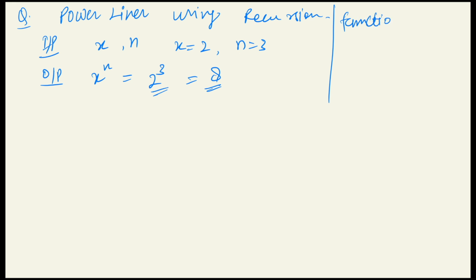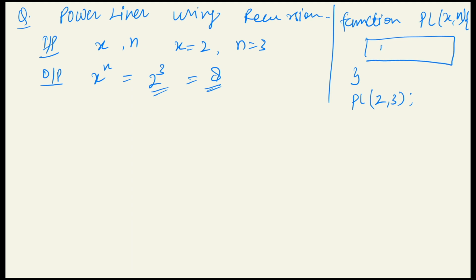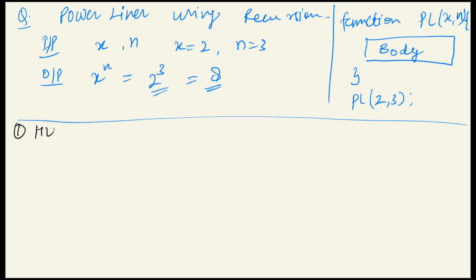function PL, power linear of x comma n, body start, body close. Here we call PL power linear of 2 comma 3, and here will be the body of function which we will implement later. So now we will apply our approach, different approaches. So first we will apply high level approach.